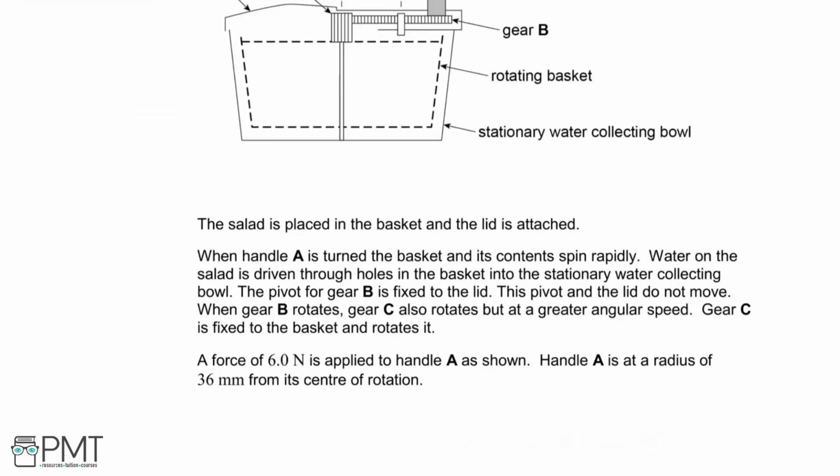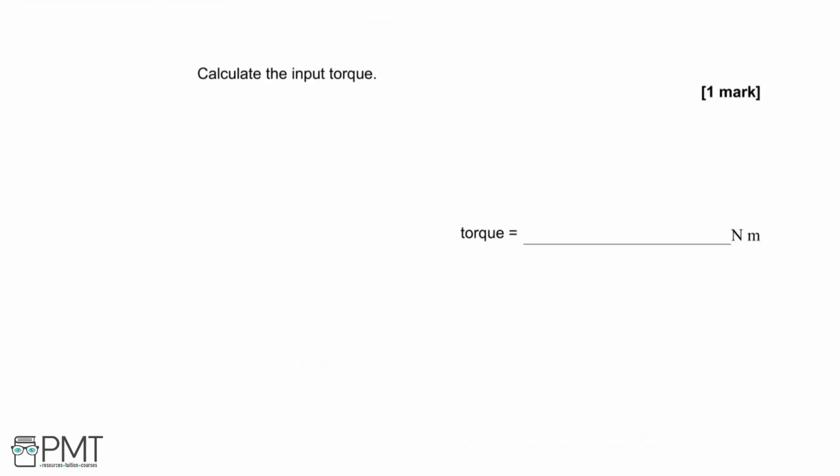When handle A is turned, the basket and its contents spin rapidly. Water on the salad is driven through holes in the basket into the stationary water collecting bowl. The pivot for gear B is fixed to the lid. This pivot and the lid do not move. When gear B rotates, gear C also rotates, but at a greater angular speed. Gear C is fixed to the basket and rotates it. A force of 6 newtons is applied to handle A as shown. Handle A is at a radius of 36 millimeters from its center of rotation.